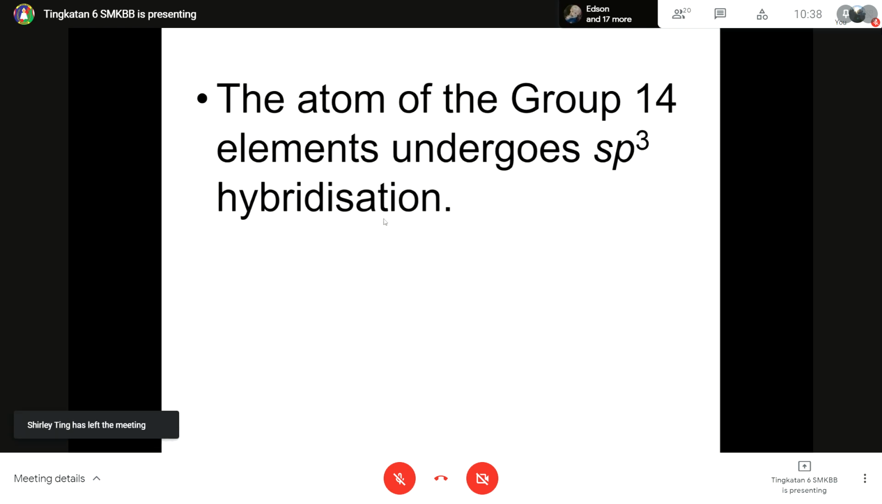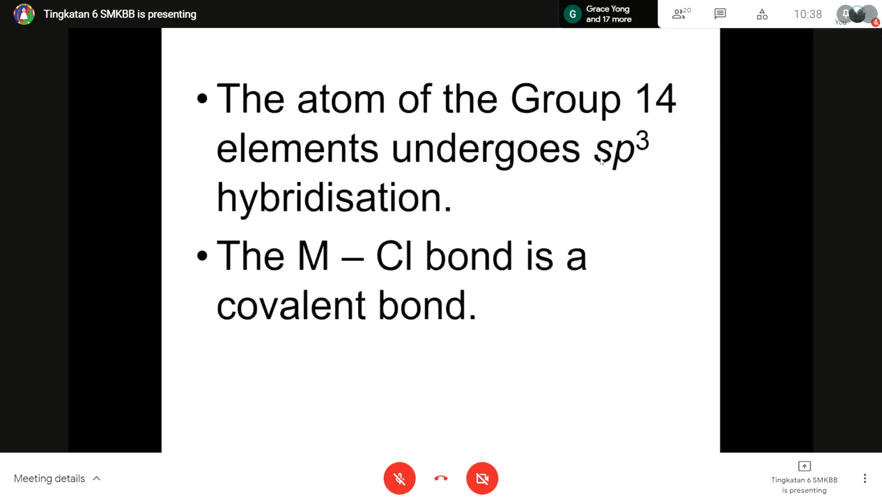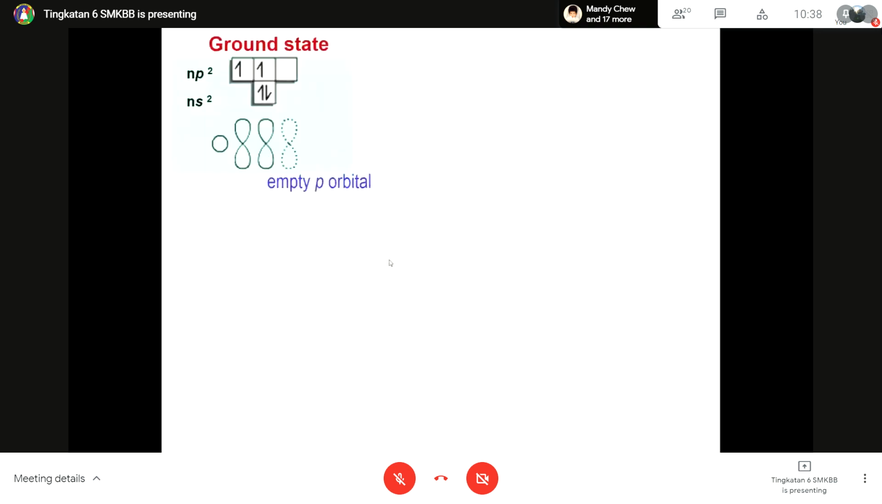After it undergoes sp3 hybridization, it is going to have 4 unpaired spins, so it can share with 4 other atoms. In this case, we are talking about sharing with 4 chlorine atoms, forming 4 metal-chlorine bonds, which are covalent single bonds. Each of them contributes 1 electron to be shared together. If you still recall, the s orbital has a lower energy level than the p orbital, so we draw it below. These are the so-called 4 valence electrons.